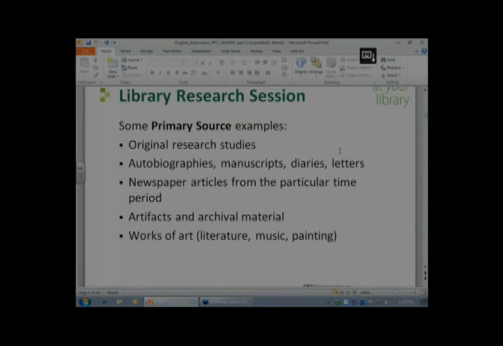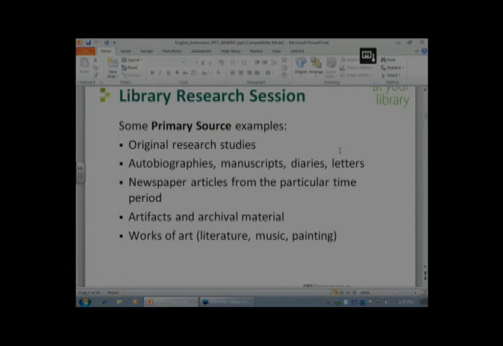But also think about newspaper articles as well. There may be opportunities to use that in your classes as a source of research. Newspaper articles are primary research from a particular time period. News reports, things like that. Sort of an in-the-moment accounting of what's happening in that period of time.